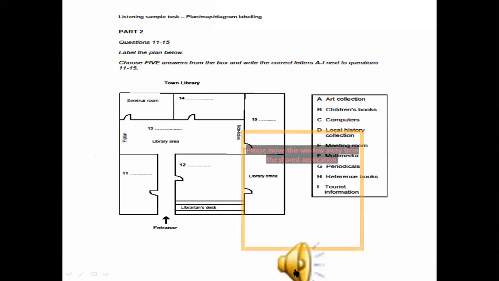Okay. Now, does anyone have any questions? Yes, thank you, sir. Friends, what is 11? Reference books. Yes, opposite to that, number 12. Periodicals. It's periodicals, which also contains a Xerox machine. And then you go into the library area, number 13. Local history collection. Very good. After the seminar room, number 14. Children's books. Yes, children's books. Very good.